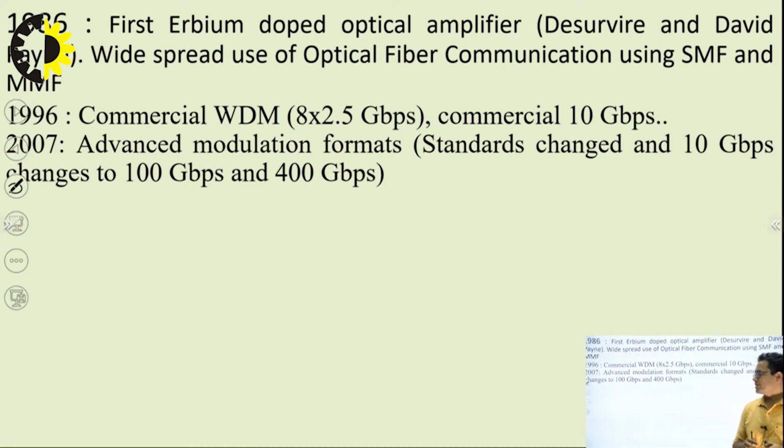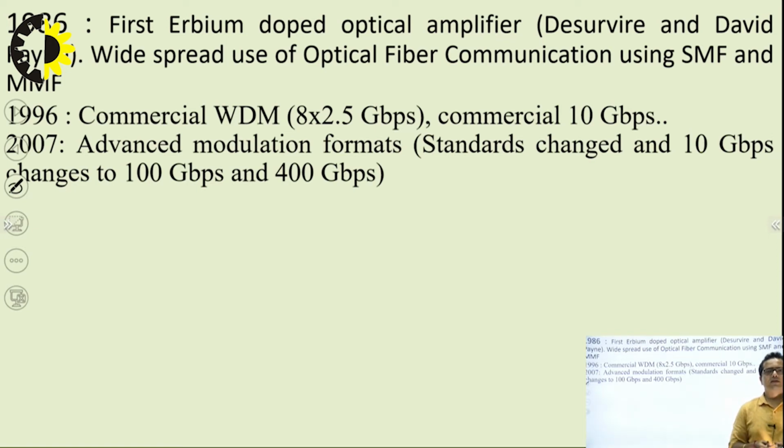Now after this, what is happening? In 1996, commercial WDM systems came into existence, and the capacity, the number of bits per second that it can transmit, is around 100 gigabits per second. So there is a huge shift in the speed of transmission. Then in 2007, various advanced modulation formats came into existence, with a capacity of around 100 to 400 gigabits per second. So this is all about the step-by-step development in the field of optical fiber communications.